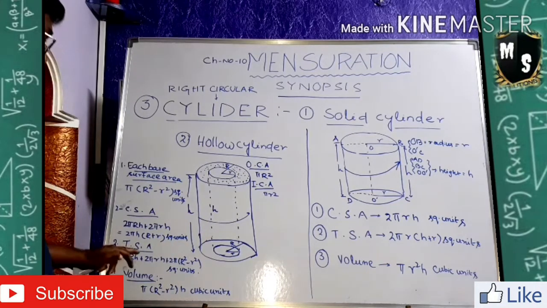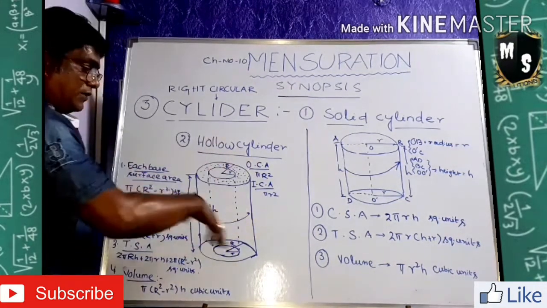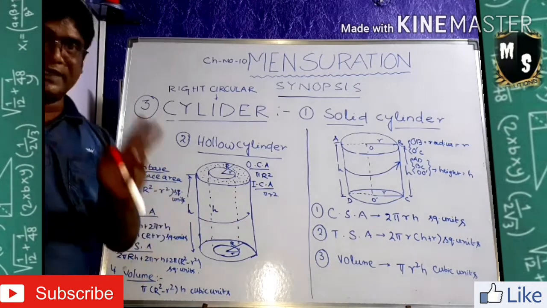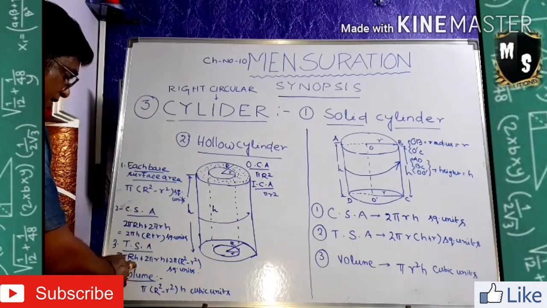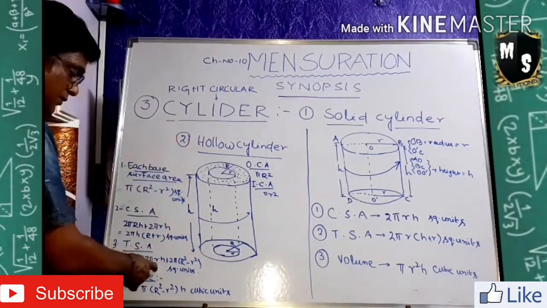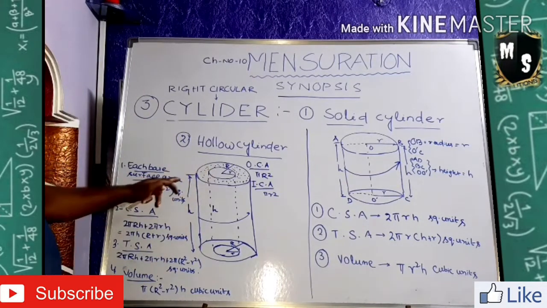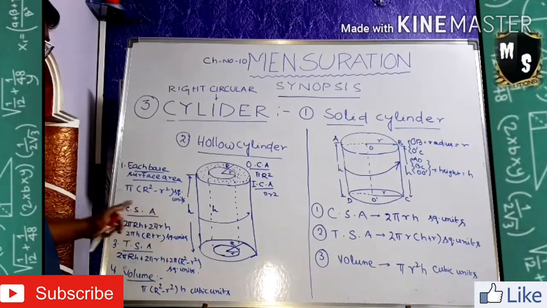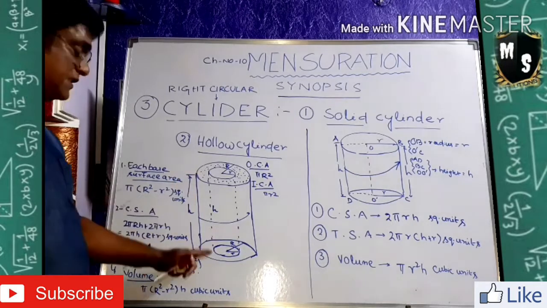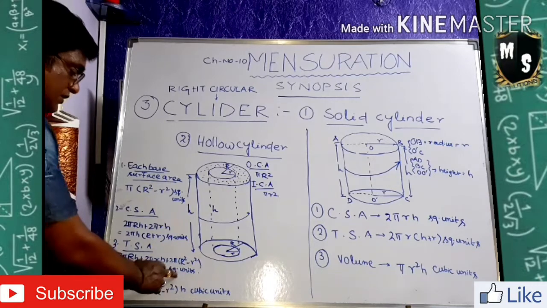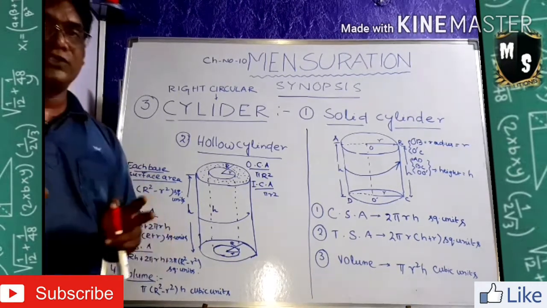Now you see what is the TSA. TSA means the top and the bottom to be calculated with the CSA. The TSA is 2 pi RH plus 2 pi rh. That means two surface areas: curved surface area of the outer one and curved surface area of the inner one. And the base area. How many base areas are there? Two base areas. So 2 into each base area, pi into R square minus r square. So 2 into pi into R square minus r square square units. This is called the TSA of a hollow cylinder.